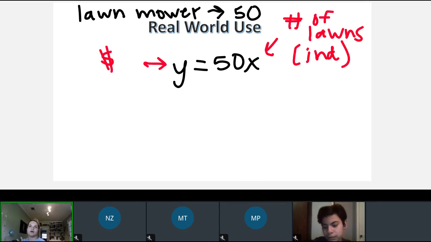If I get to mow 3 lawns, now I earn $150. Okay, so my y is my dependent, my x is my independent. Okay, now let's talk about something else.